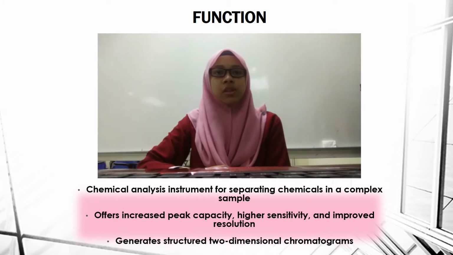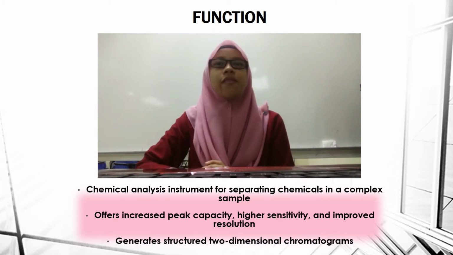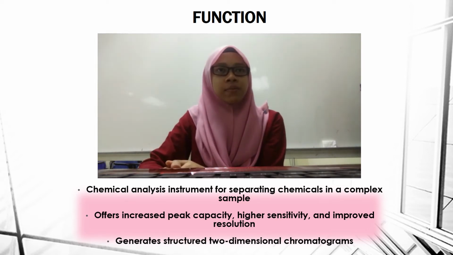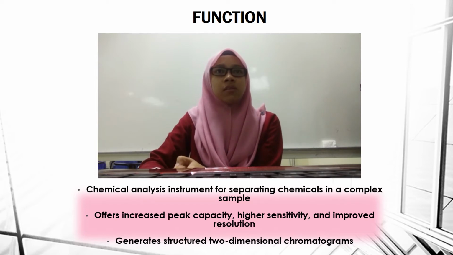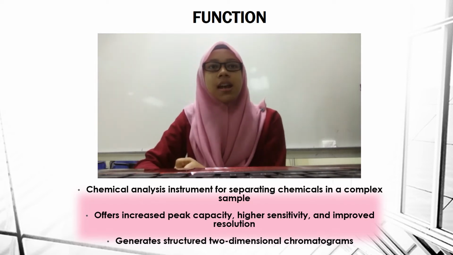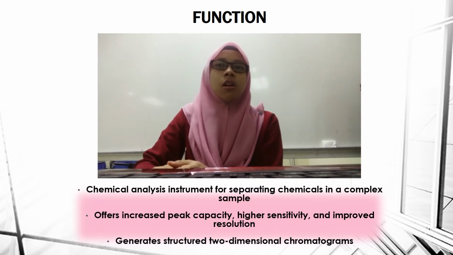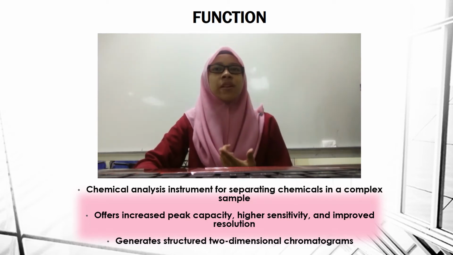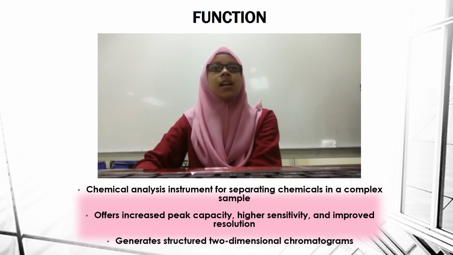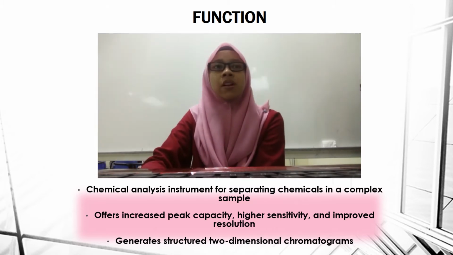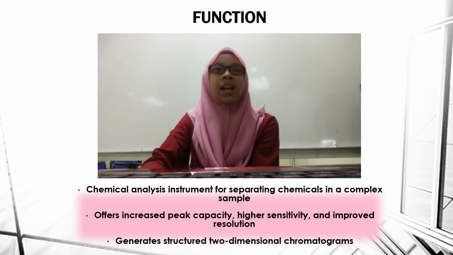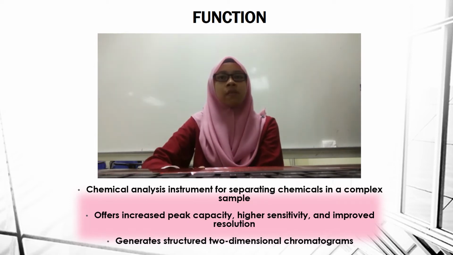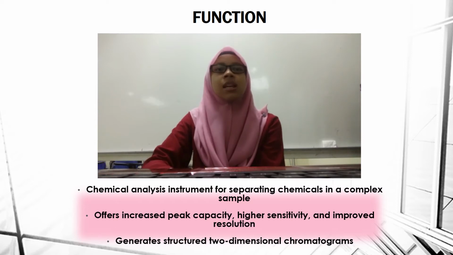Two-dimensional gas chromatography is used to analyze the composition of gas and liquid in a substance. It generates a structure of two-dimensional chromatograms. It is a chemical analysis instrument for separating chemicals in a complex sample. An example of a complex sample is oil. Oil is made up of three compounds, that is hydrocarbon compounds, non-hydrocarbon but still organic compounds, and organometallic compounds. Two-dimensional gas chromatography offers increased peak capacity, higher sensitivity, and improved resolution. So with this two-dimensional gas chromatograph, we can get the accurate percentage of each compound in a substance.